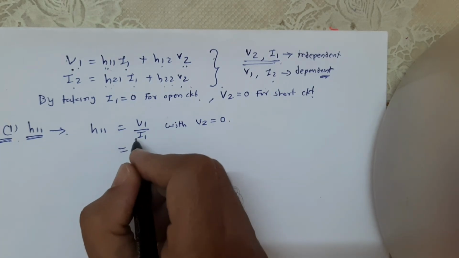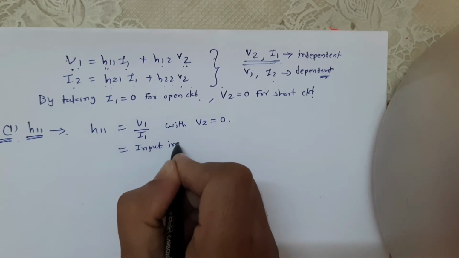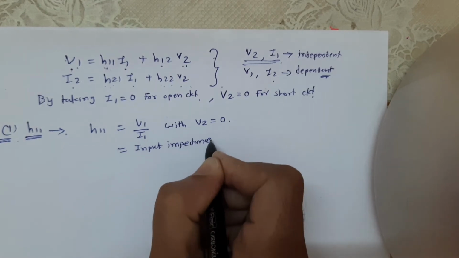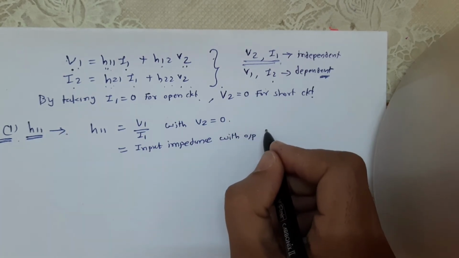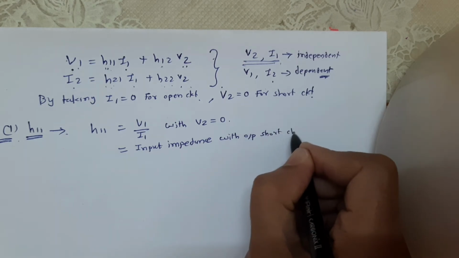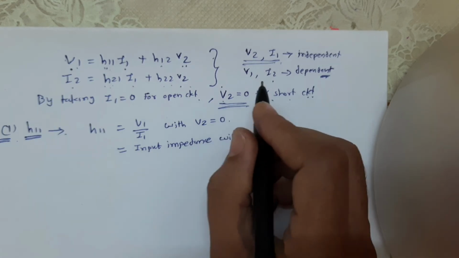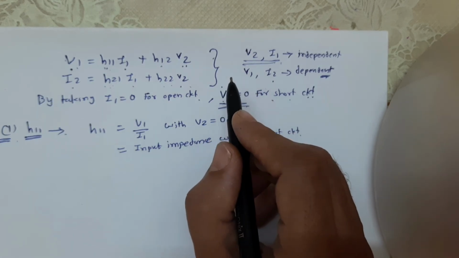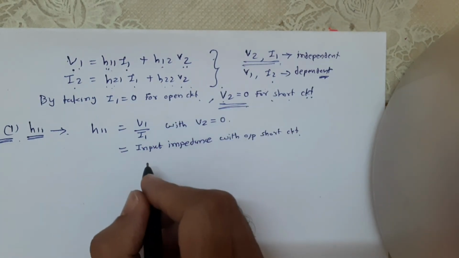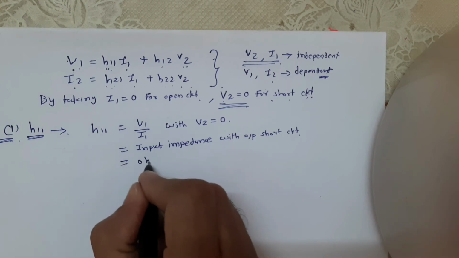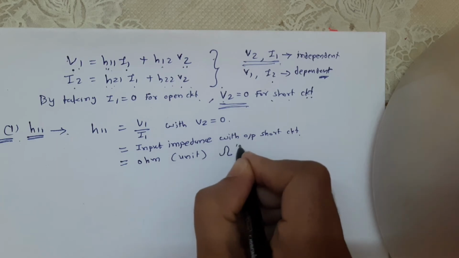This is known as input impedance with output short circuit. See, V2 is equal to 0 for short circuit; 2 means output, 1 means input, and the unit is ohm. It is also denoted by this symbol.